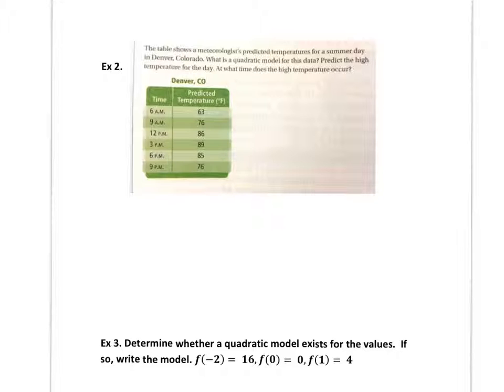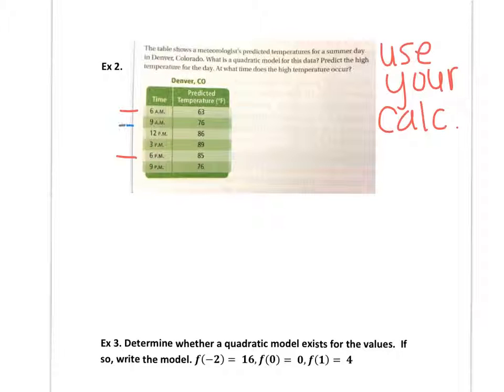So we are going to use your calculator. When they give you tables like that, use your calculator method, okay? Now, one thing to note is that we don't want to have double X values. So if you notice, it goes 6 a.m., 9 a.m., 12 p.m., 3 p.m., 6 p.m., 9 p.m. So if you notice, the 6s are repeating and also the 9s are repeating. That's not good for us to do in the calculator.